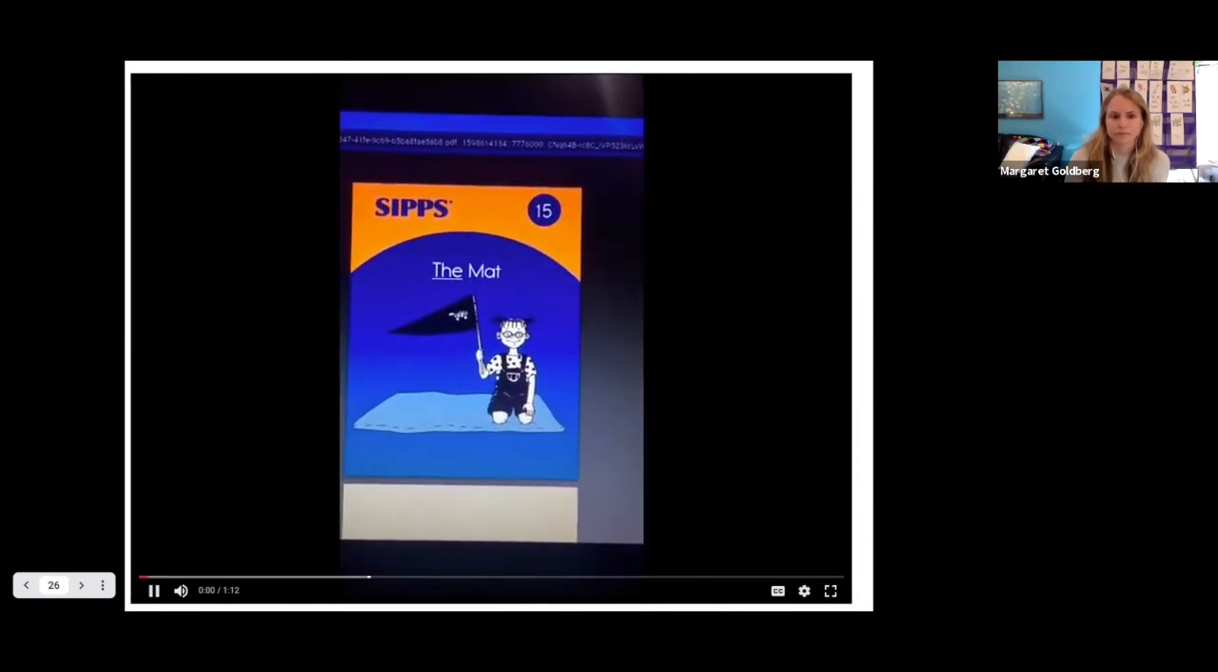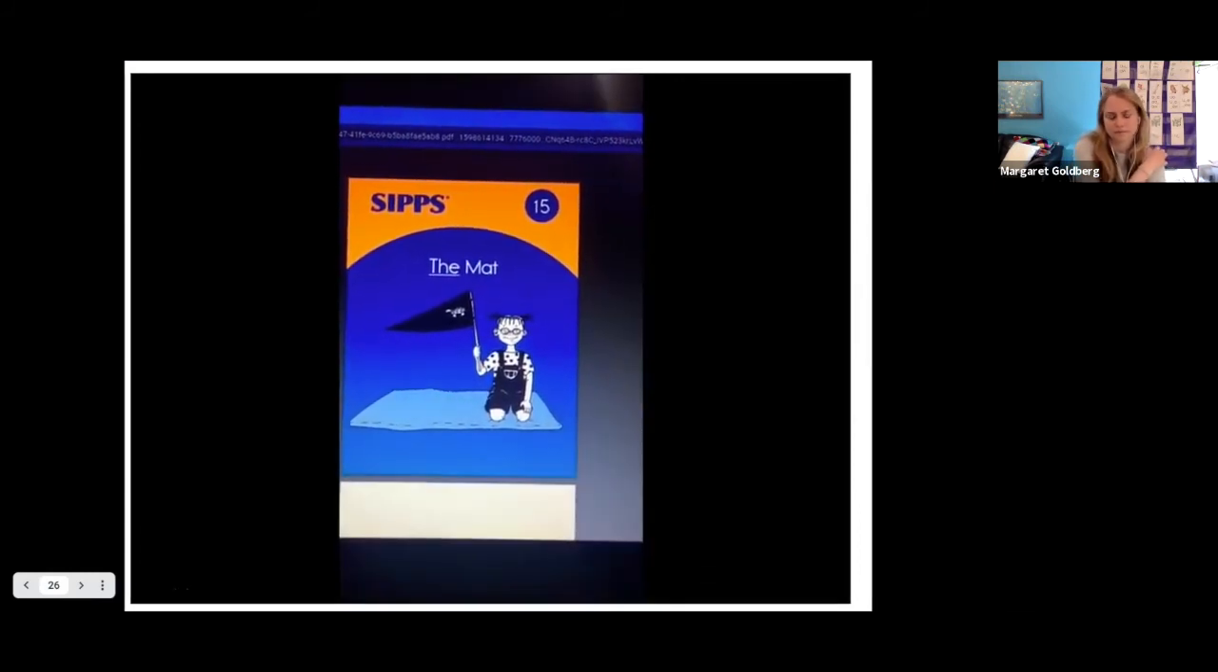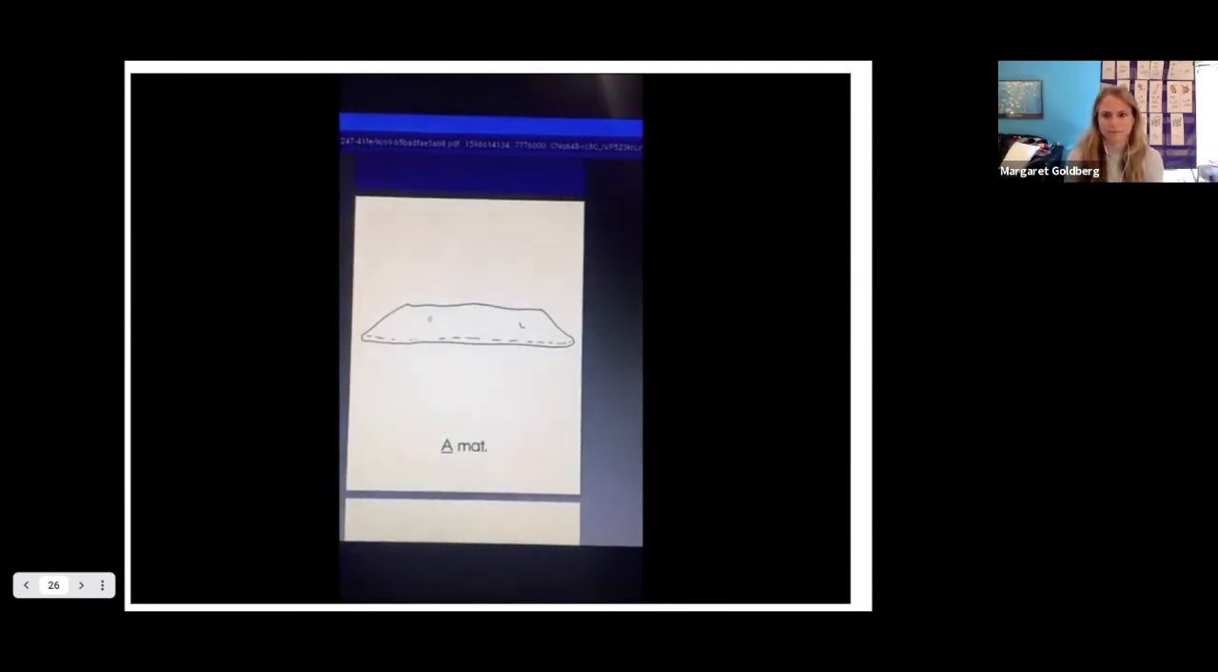Hey guys, I'm reading my favorite story again. This is called The Mat, and I love it so much. A mat.